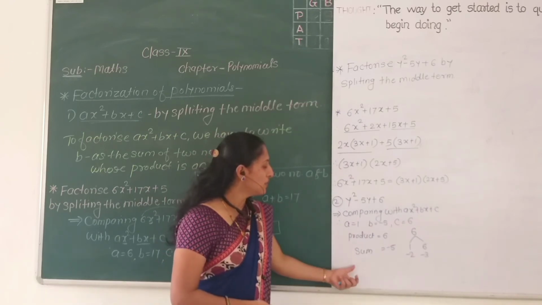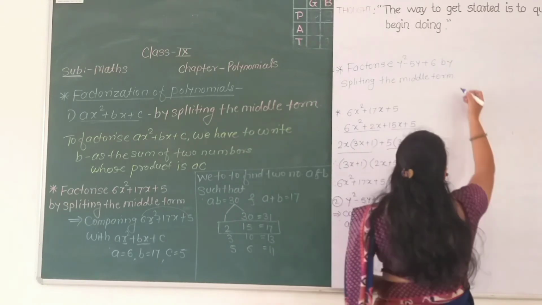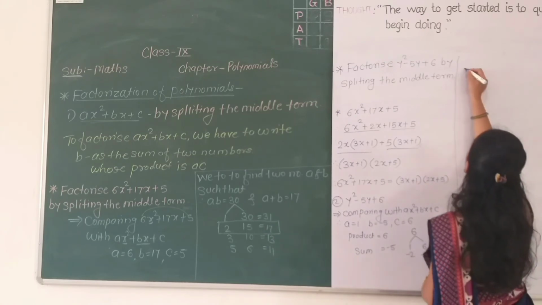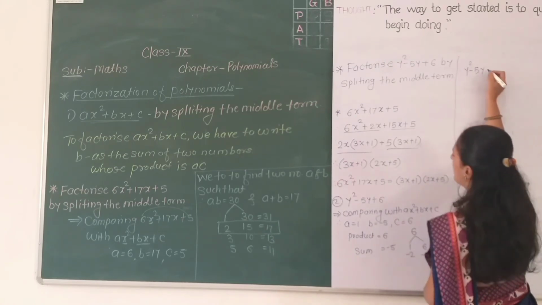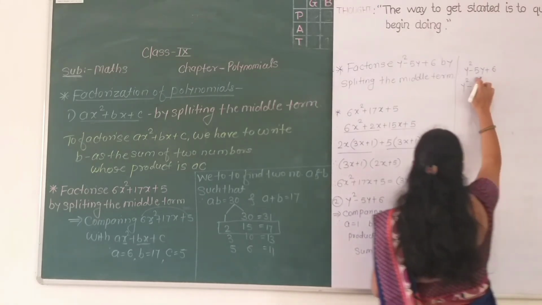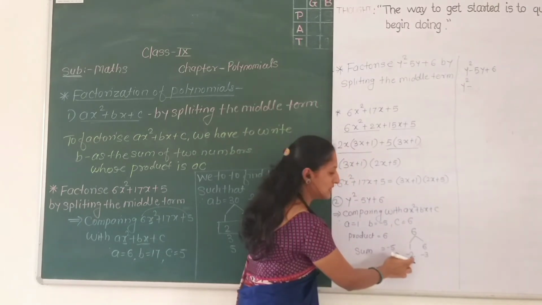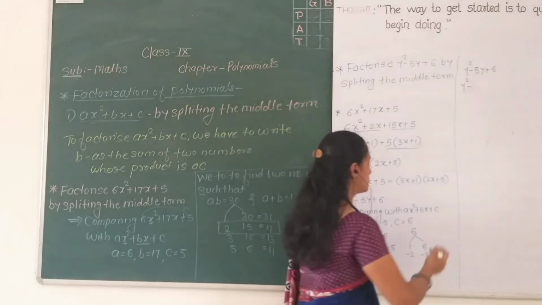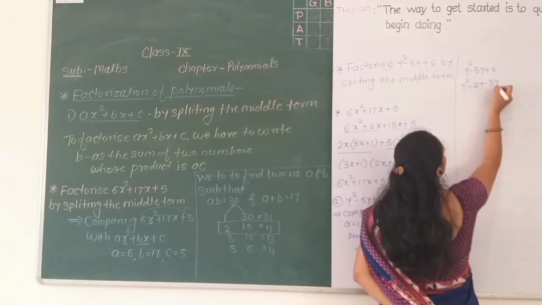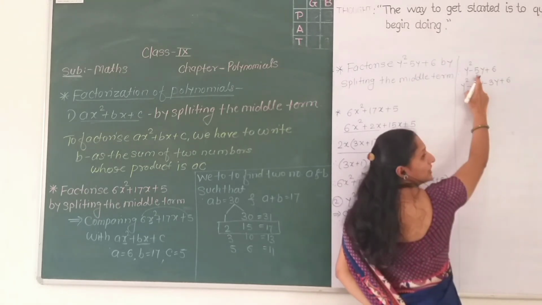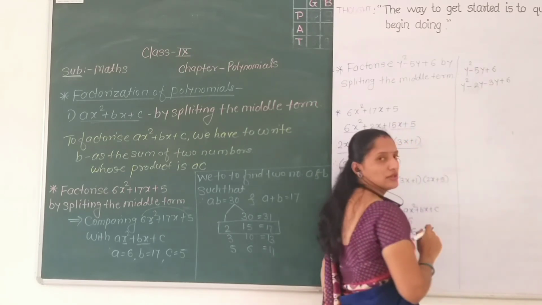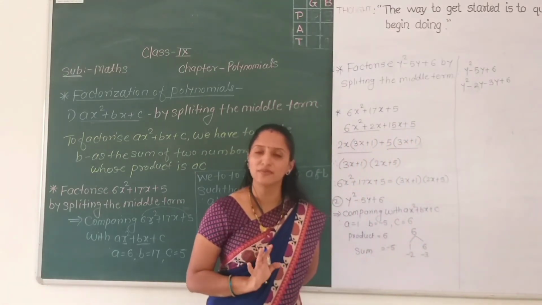Okay. So now we split the middle term to find the factors of this polynomial. So look here, y square minus 5y plus 6. I write here y square, and I split this minus 5 in terms of -2 and -3. So I can write here -2y minus 3y plus 6. That is, instead of -5y, I write here -2y minus 3y. Okay? Did you understand splitting of the middle term?